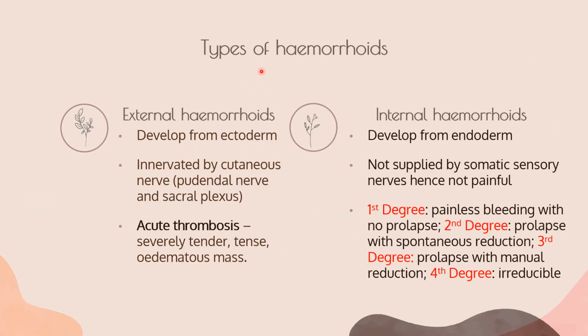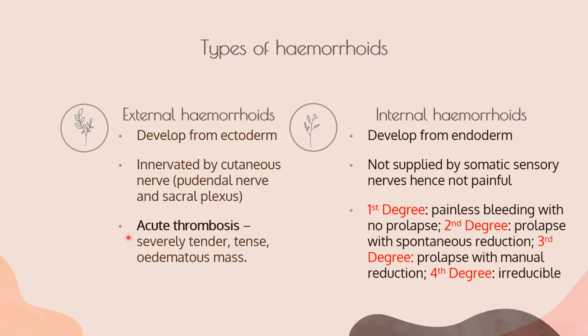There are two types of hemorrhoids, namely external hemorrhoids and internal hemorrhoids. External hemorrhoids arise from the inferior hemorrhoidal plexus beneath the dentate line, while internal hemorrhoids arise from the superior hemorrhoidal cushion above the dentate line. External hemorrhoids develop from the ectoderm, and are innervated by cutaneous nerves, such as the pudendal nerve and sacral plexus. Hence, it is painful when you get it.